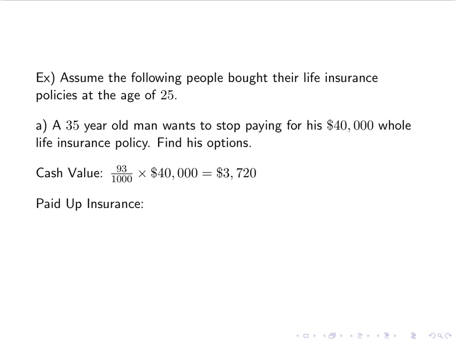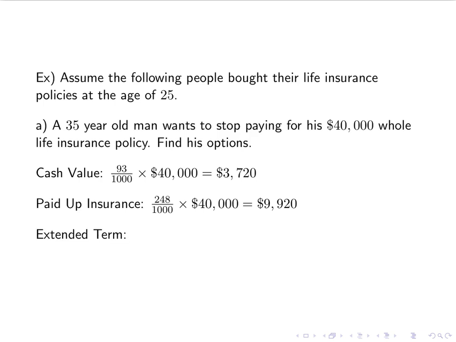Or he could still have insurance up until the day he dies, and we'll figure out how much insurance he'll have. So from the table, just the next number over is 248. And that will give us 9,920. So even though he stopped paying, he could still be covered for almost $10,000 for the rest of his life.